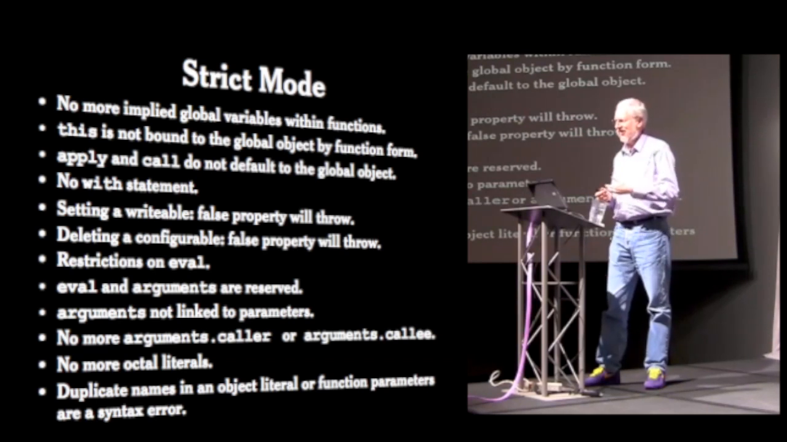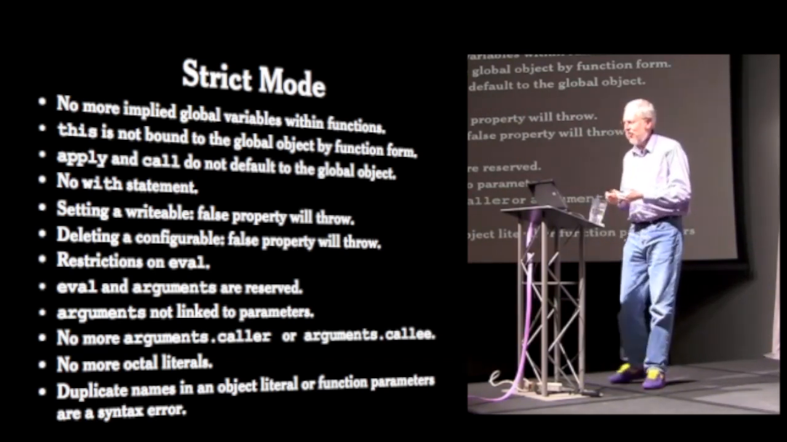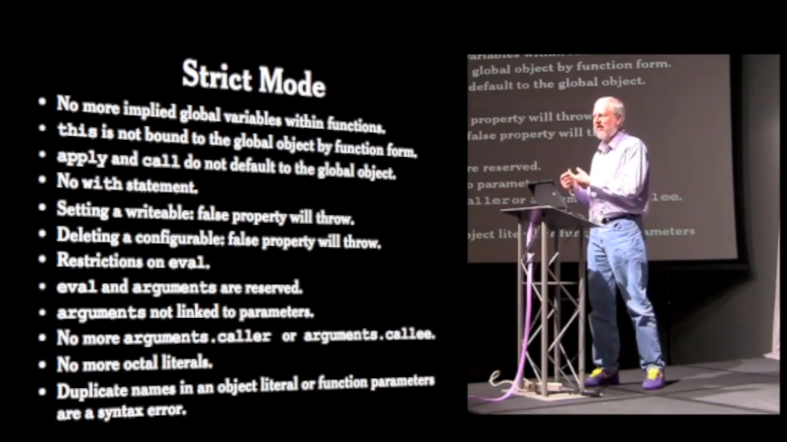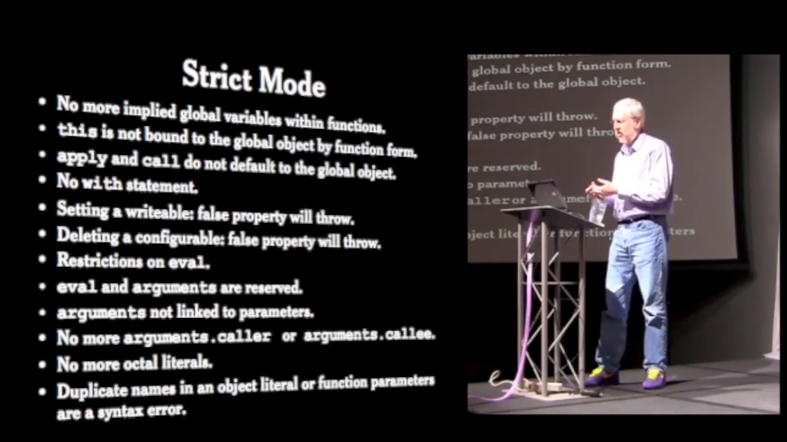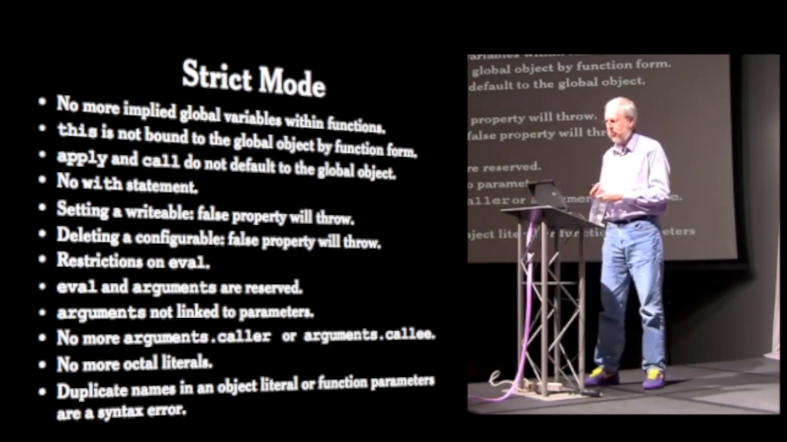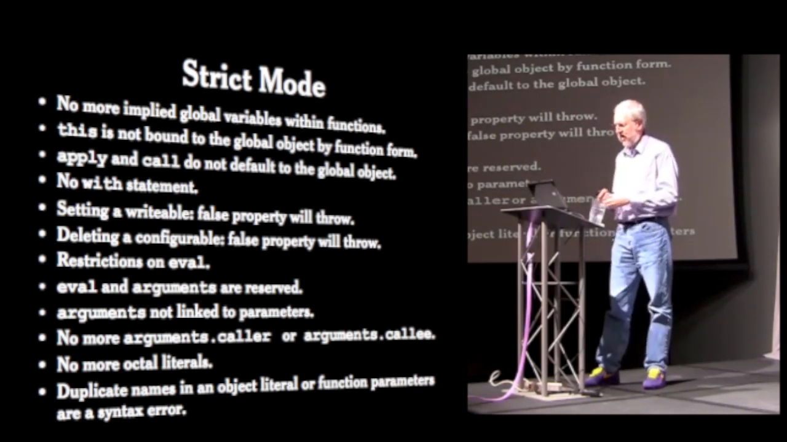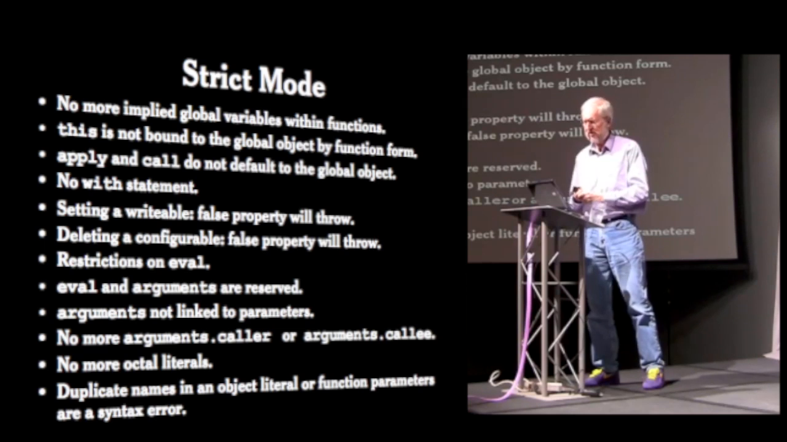You can clap spontaneously. When you call a function as a function, this will no longer be bound to the global object. This will be undefined instead, which is better. Apply and call do not default to the global object or try to wrap this parameter in an object wrapper. You just get the value that you passed. No more with statement. In the future, there will be no with statement in JavaScript.